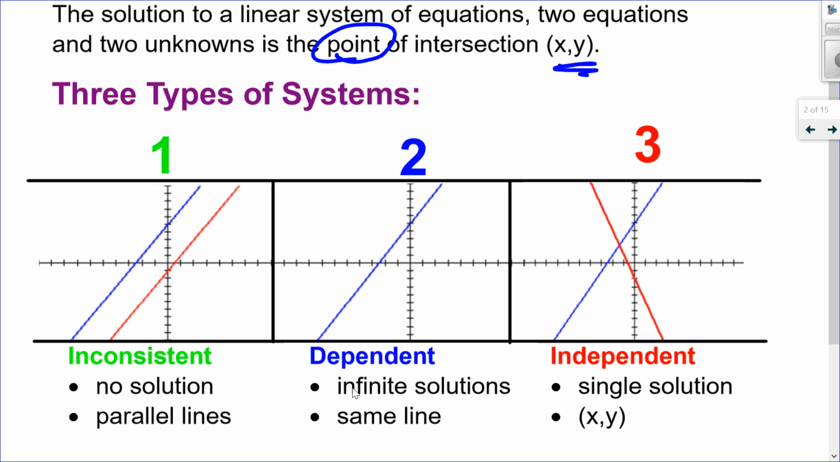The second system is a dependent system, and this is infinite solutions because it's one line drawn on top of another line. So they are always intersecting because they're the same line, so there are infinite solutions. So no solution, infinite solutions, or in this last one, independent, I can have one single solution, which is the point of intersection.